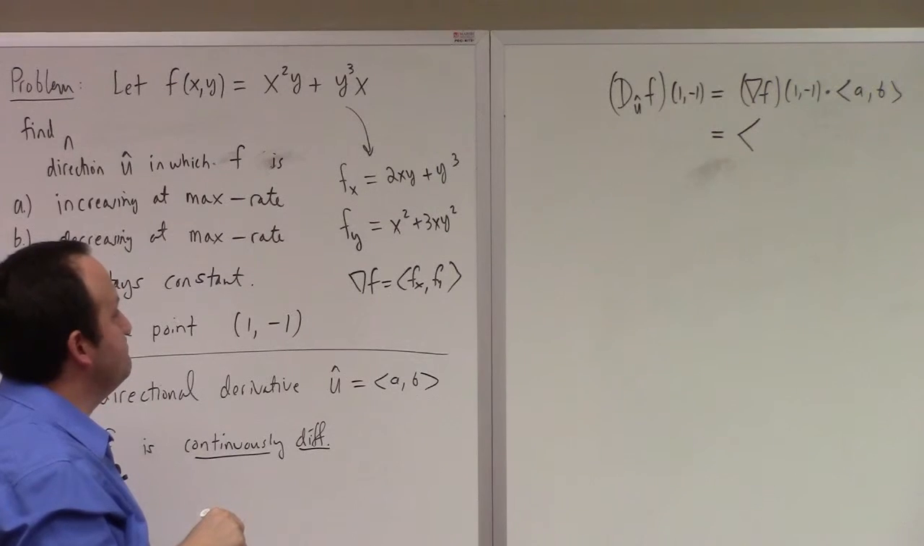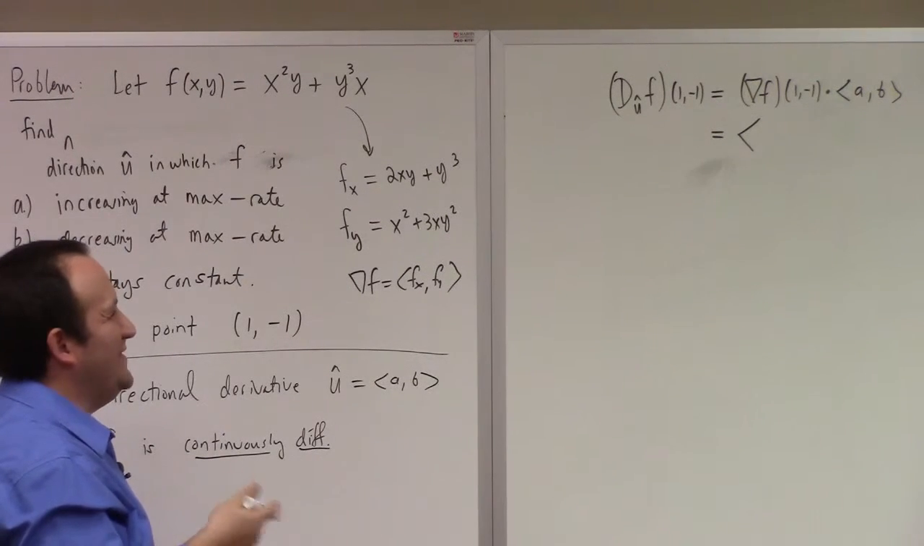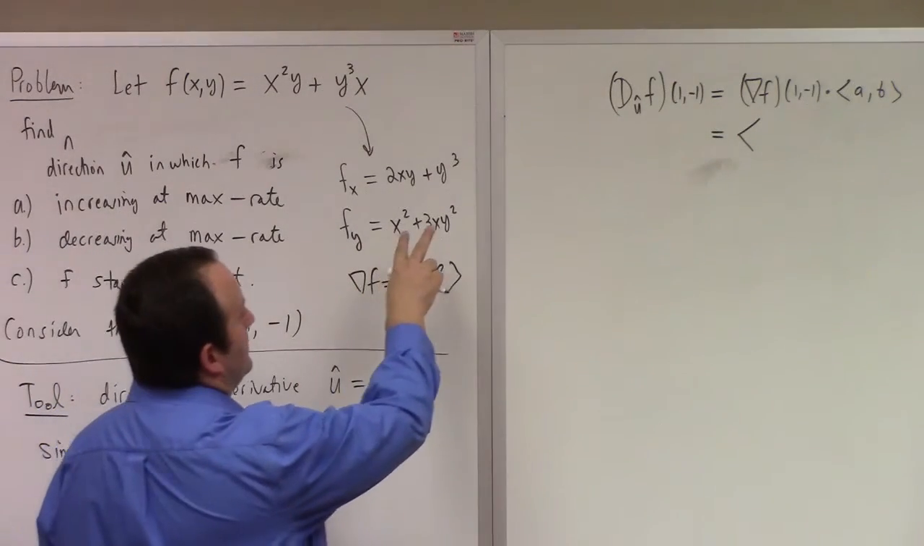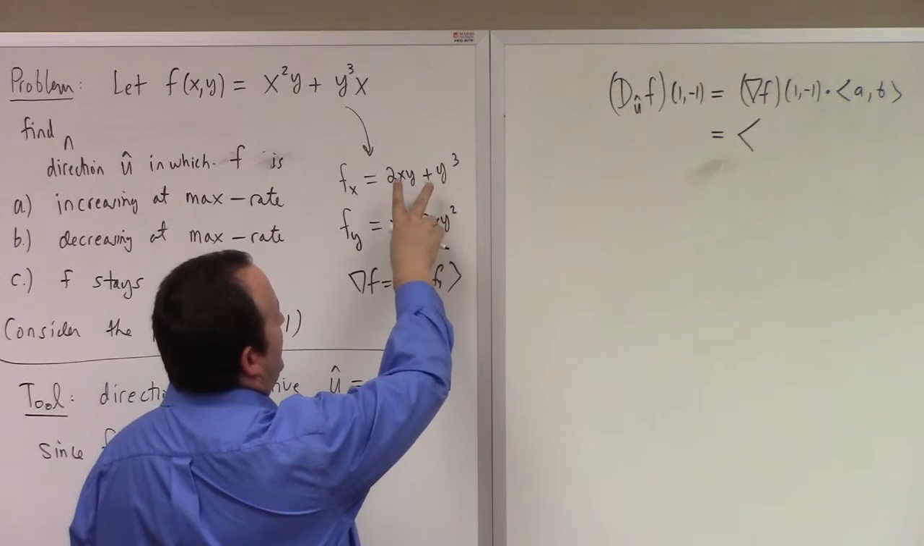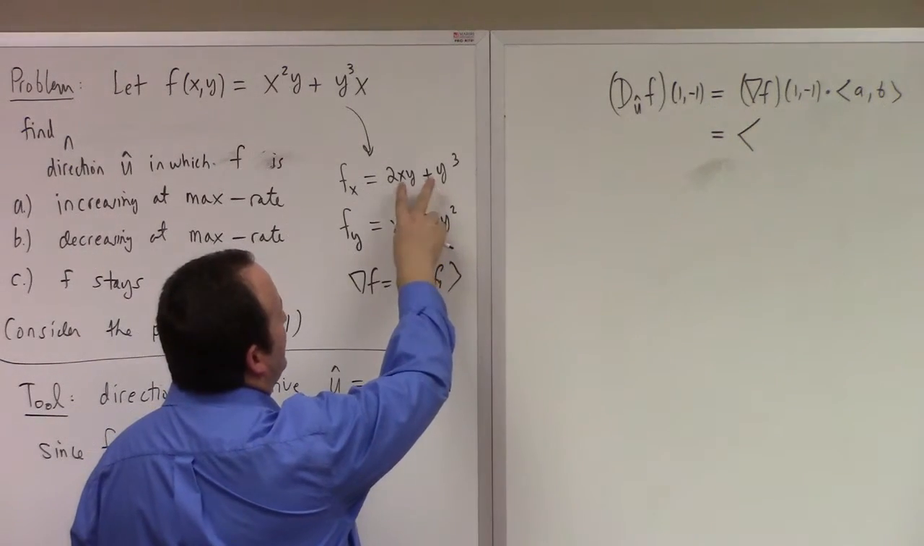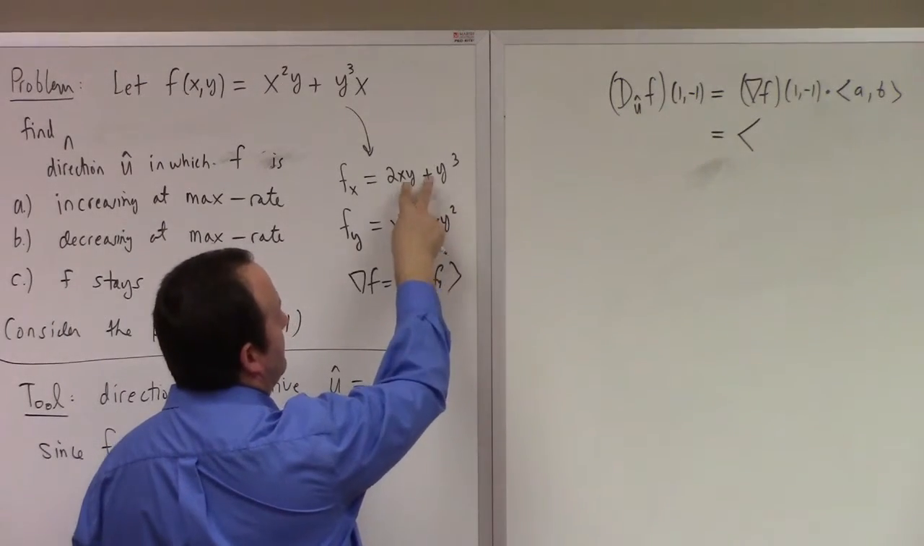Well, anyway, that just means that the function's locally constant if the gradient's 0. I guess you could say it's minimized and maximized in every direction, but that's kind of annoying. Okay, so plug in (1, -1), what do we get here?